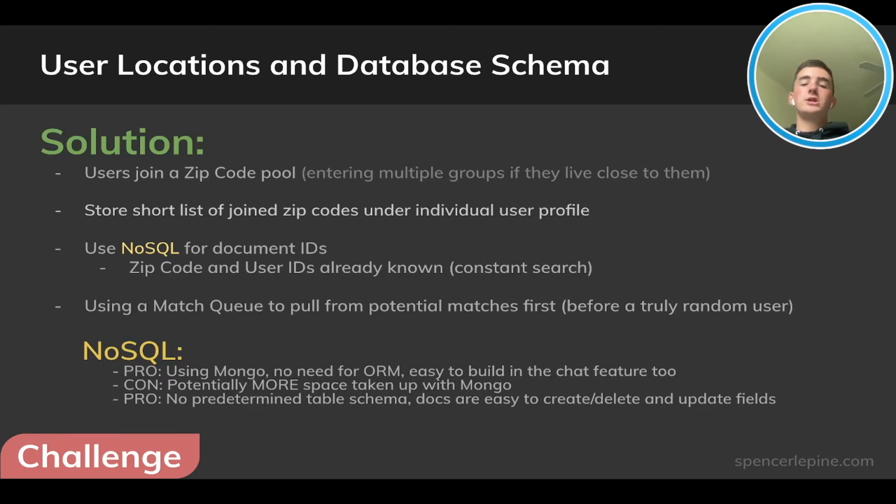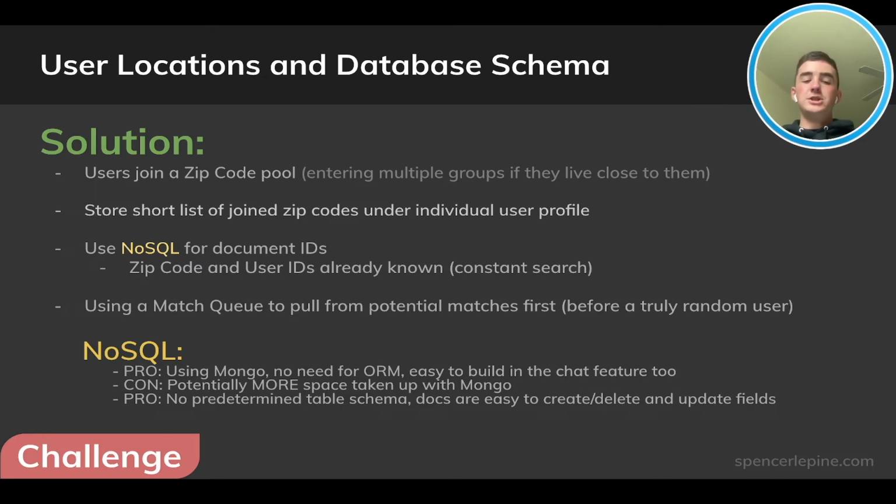So the solution I went with was using zip code pools. Every user manually enters the zip codes that they live nearby, and they join a pool of users that are all in that zip code. When we want to get a random user for a possible match, we just look at one zip code at a time and pull a random user from that pool, that list of users there. And then this could use a NoSQL database because we did not need it to be relational.